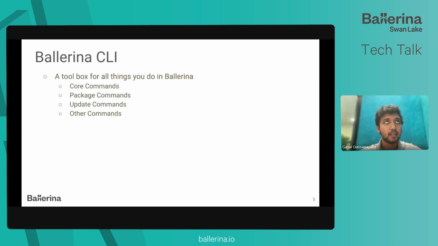So Ballerina CLI, I would like to think of it as a toolbox. This is the go-to place when you are coding in Ballerina to create projects, to compile and run projects, maintain projects, and even generate source code for different integration purposes. So there are four different categories of commands in Ballerina CLI. The first one being the core commands, and then we have the package commands, update commands, and other commands. So we'll go through each of them in the next slides.